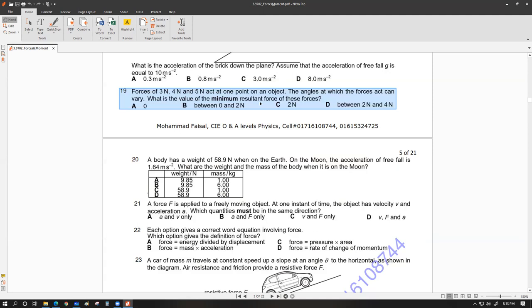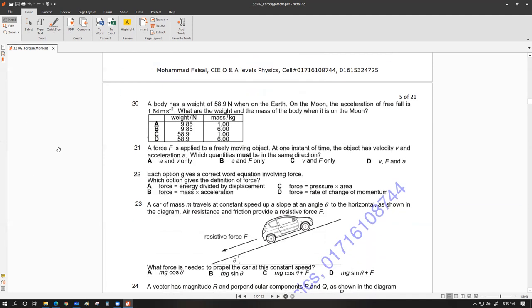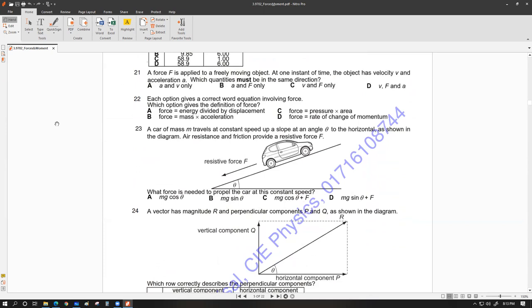Any further question, anyone? Question thakle pore bolo, samasya nei. I'll help you understand that. No big deal.